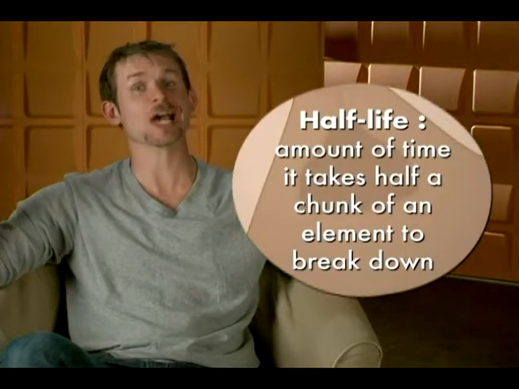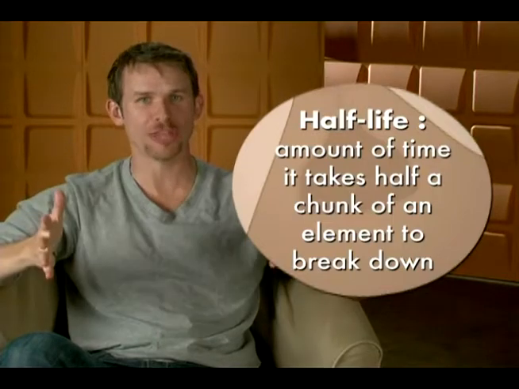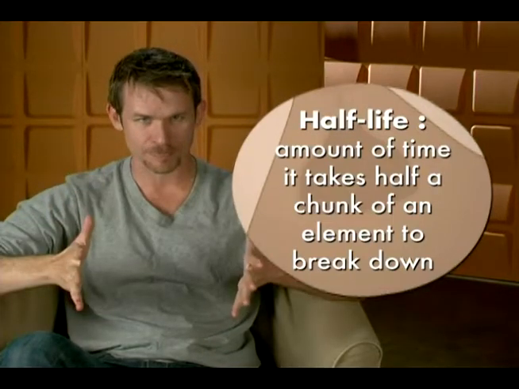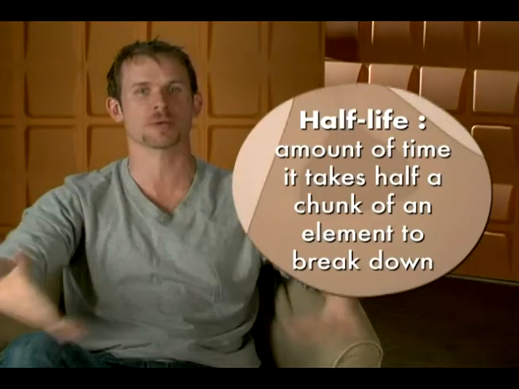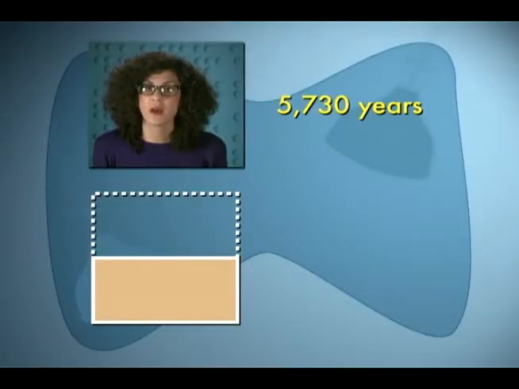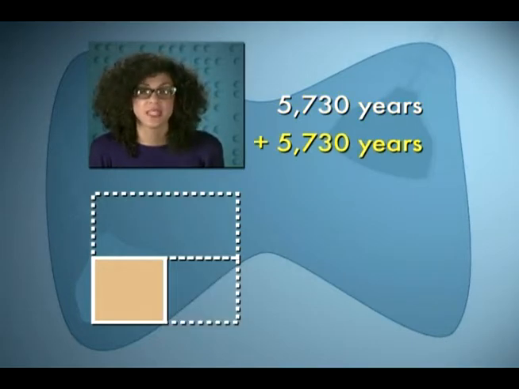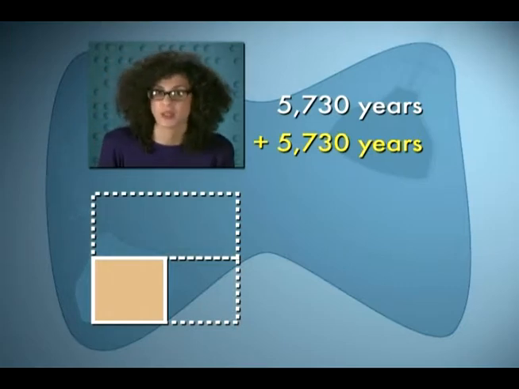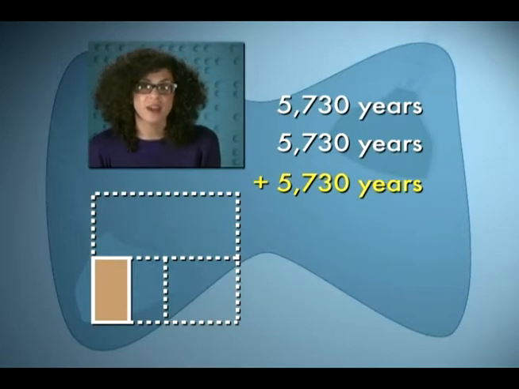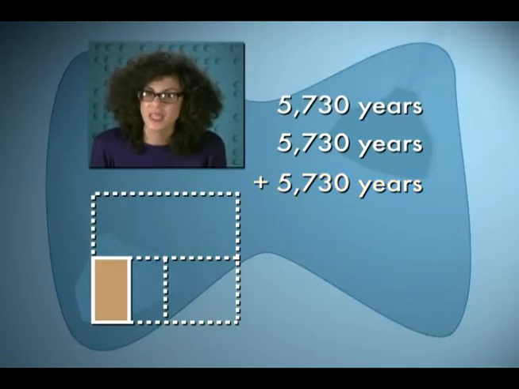Oh, okay. Anyway, scientists figure out the ages of old things by using half-life. That's how long it takes half a chunk of an element to break down into something else. We know that it takes about 5,730 years for half of a chunk of carbon-14 to decay into nitrogen. It takes 5,730 more years for half of that chunk to decay, and another 5,730 years for half of that chunk to decay. Get it?